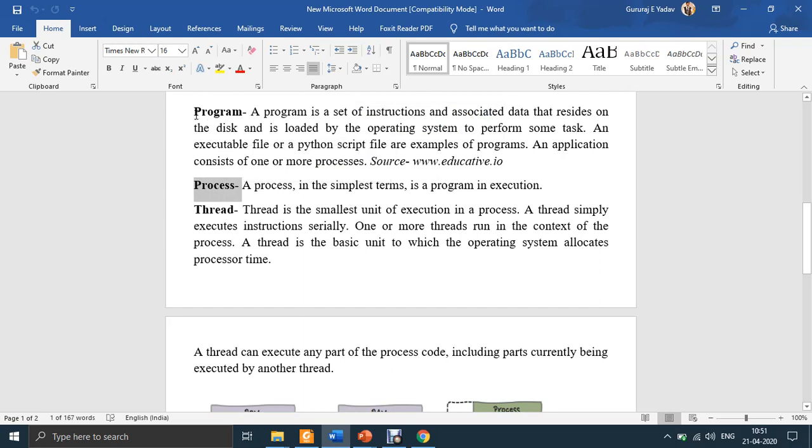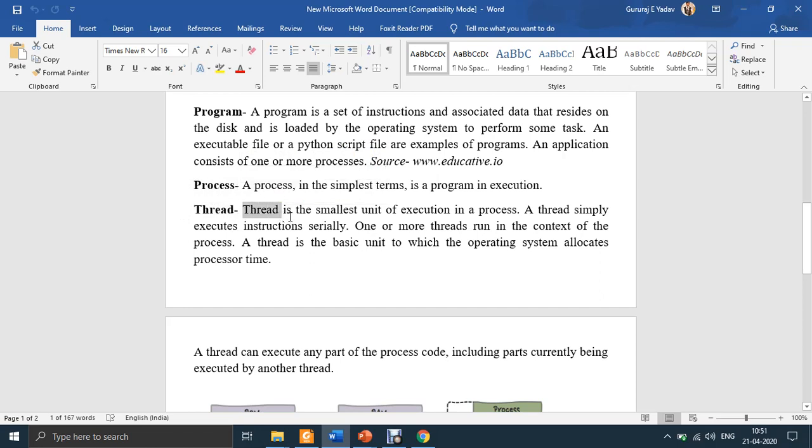I had given an example. A program is like a human being, and a process is like an organ. A human being has various organs, which are nothing but processes, so a program can have multiple processes. And a thread is like a cell in the organ. So in one organ, that is in one process, there can be multiple cells or multiple threads.